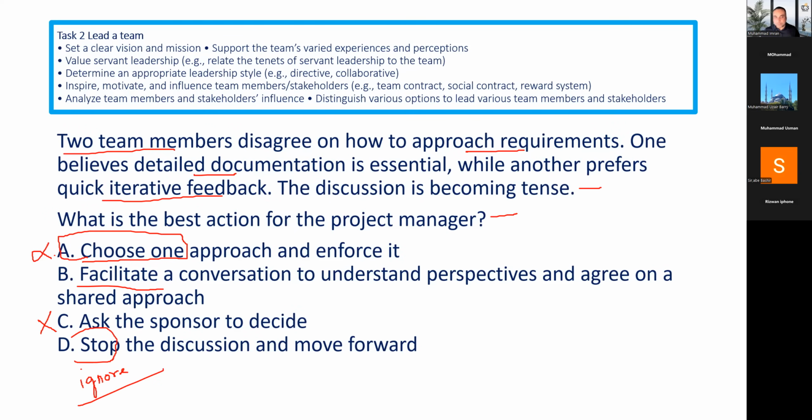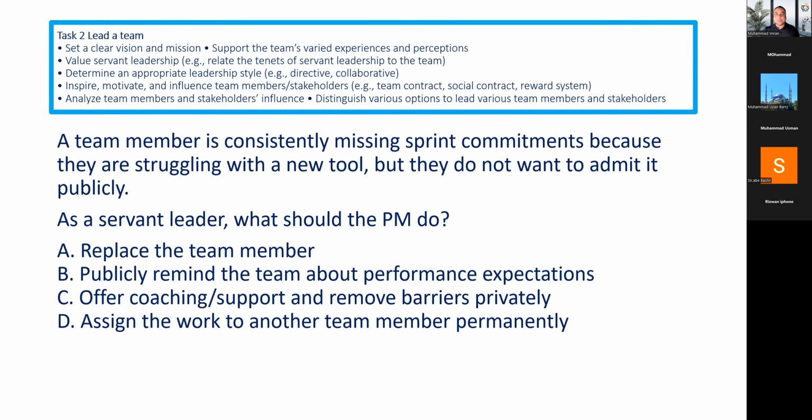Perfect. Let's go next. A team member is consistently missing sprint commitments. For those who are new students, a sprint is like a phase, and there are commitments for that. They are struggling with a new tool, but they do not want to admit it publicly. Those who are old students know that as a project manager we have a principle of agile: create a psychologically safe environment for the team. So it means it is missing that thing.